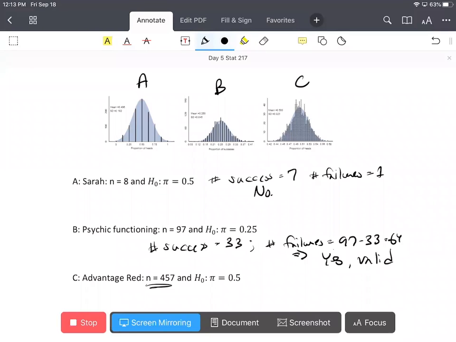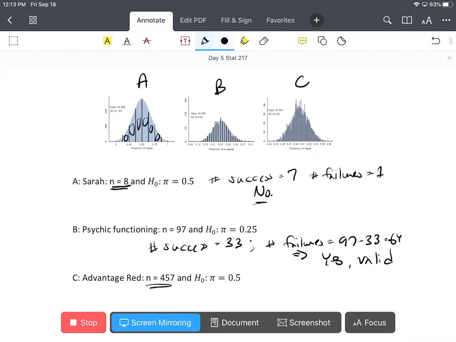So looking at A, Sarah, we only had 8 total in the sample. We know that there were 7 successes and 1 failure. We don't have 10 on anything. We can say right away, no, that this one doesn't work. Well, you'll notice that there's huge gaps here in between each one. Remember, when we find the area under the curve, it's the whole thing filled in. You can see right away that it just doesn't even make sense.